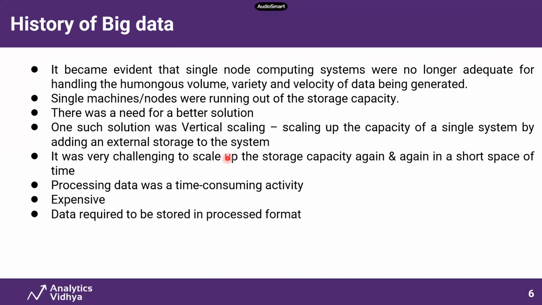So one temporary or short-term solution was vertical scaling. By vertical scaling, I mean upping the capacity of a single system by adding external storage. You can take it this way: let's say your computer is falling short of storage. You can add an external drive to it, or you can even add RAM to it. By doing this, you can increase the capacity. So this is known as vertical scaling.